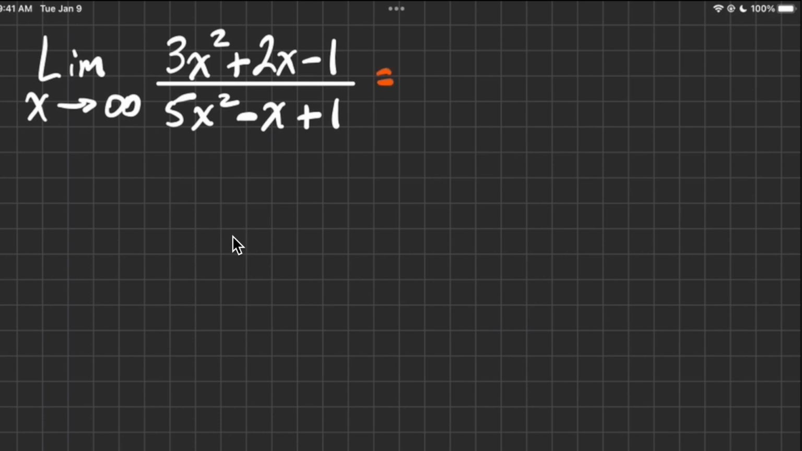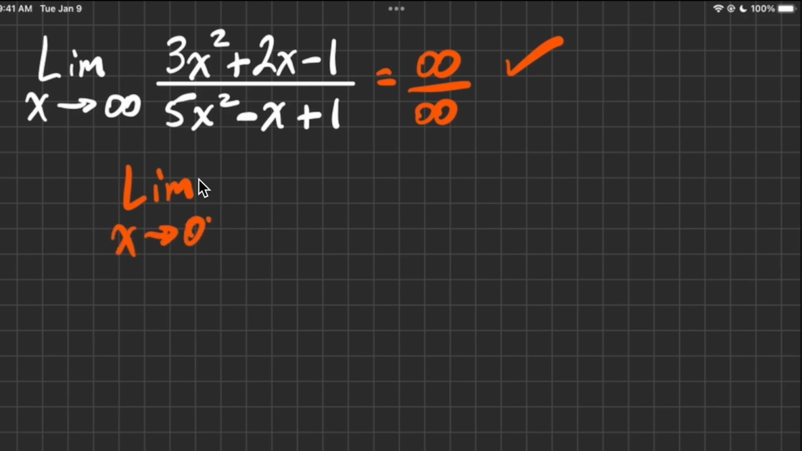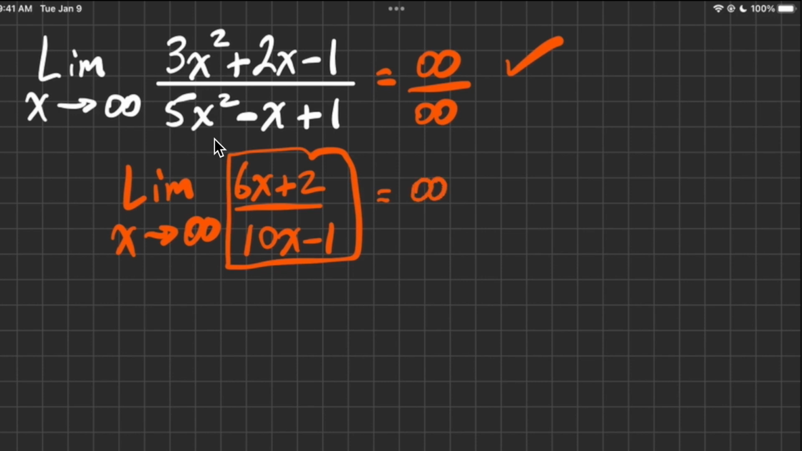If you plug in infinity into this equation, you're going to get infinity over infinity, which is L'Hopital's amenable. So what we're going to do is we're going to repeat the limit terminology here. We're going to take the derivative of the numerator and the denominator, not the quotient rule. That's going to give us 6x plus 2, and it's going to give us 10x minus 1.